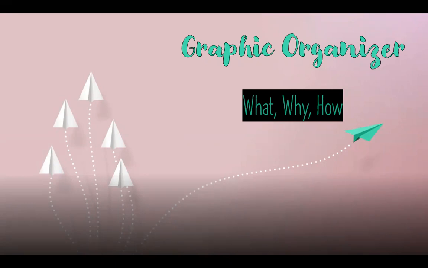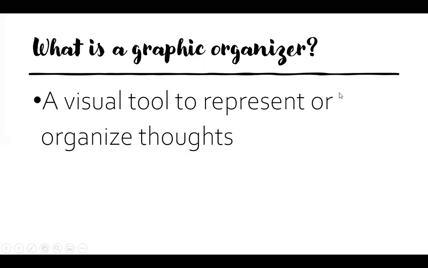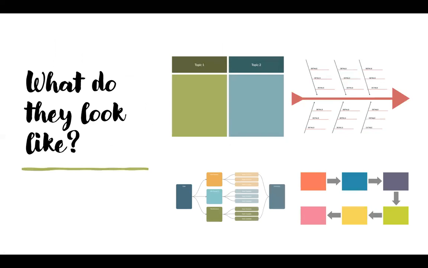All right, first of all, what is a graphic organizer? A graphic organizer is a visual tool to represent or organize thoughts. As we know, thoughts are abstract things, right? We need to make these abstract things visible. To do that, you need a visual, an image, something you can see. So that is graphic organizers. And what do they look like?